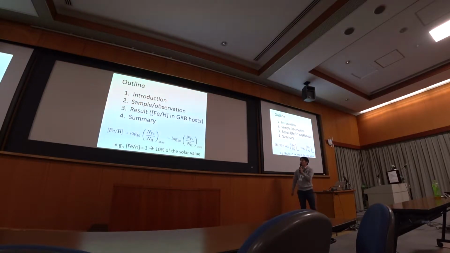Let's start. My outline is: I'd like to start from the introduction, then move on to the sample selection and observation by Subaru telescope, then I will show the results, and then the summary. Frequently in my talk I use brackets, for example [Fe/H]. Please remember that this means relative abundance, the value relative to the solar value. For example, [Fe/H] = -1 corresponds to 10% of the solar iron abundance.